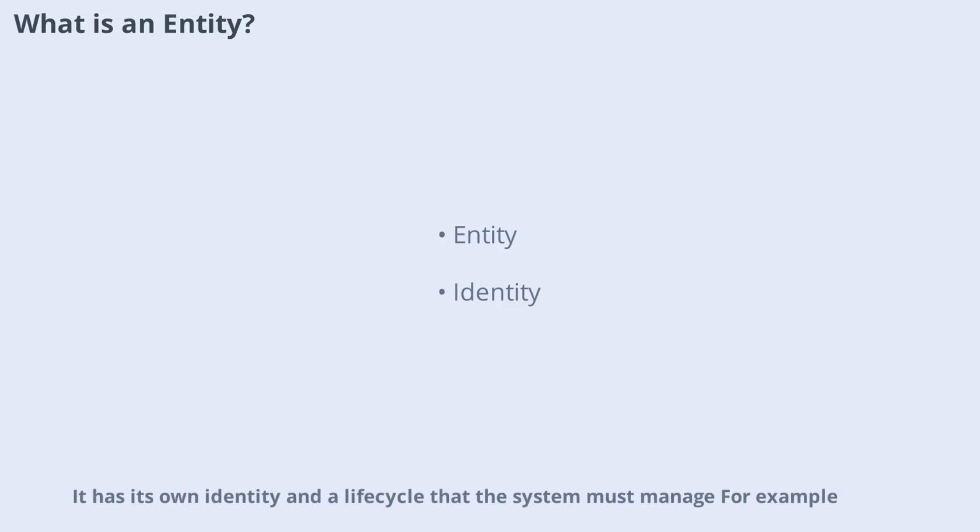For example, in our e-commerce system, an order is an entity. Even if two orders contain the same products and have the same total amount, they are still different orders. The system must be able to distinguish between them. This unique identity is what makes an object an entity, not just its attributes.